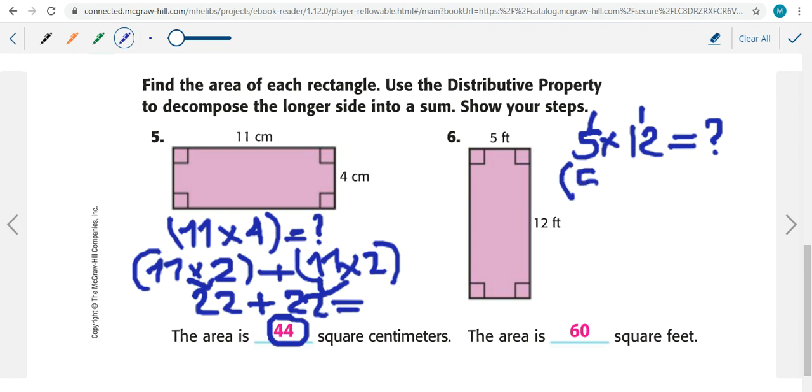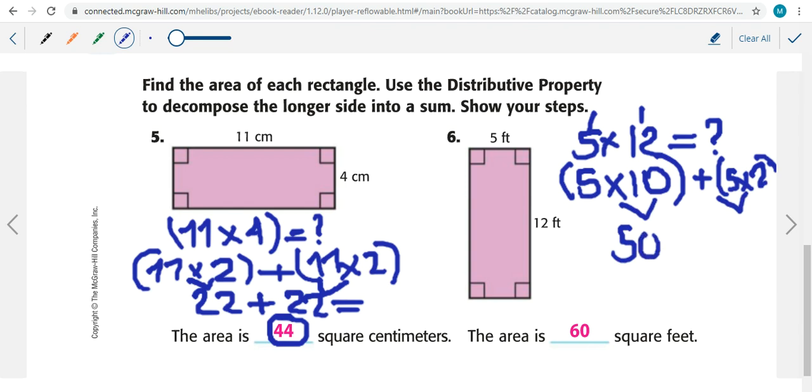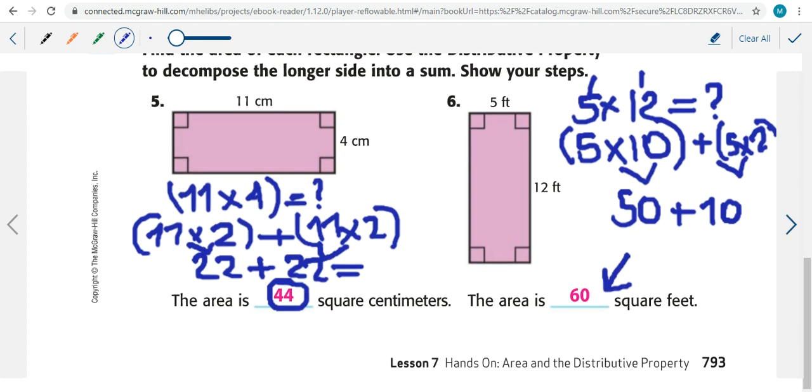Now, we are going to decompose 12 as 5 times 10 and 5 times 2. We are decomposing 12 as 10 and 2. And then we multiply. How much is 5 times 10? 50. And 5 times 2 is 10. And then we add. 50 plus 10 is 60. Now, next page.